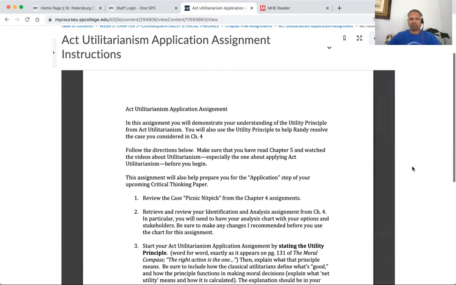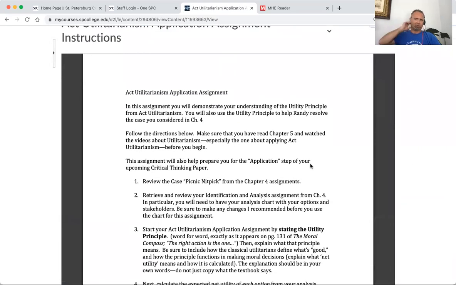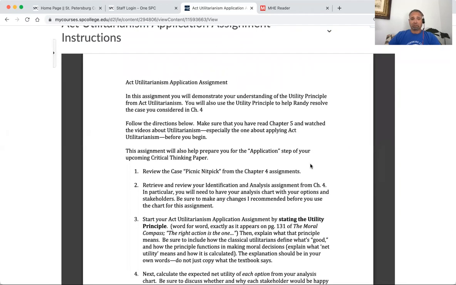It may be less important to download this one than it was the Identification and Analysis assignment, but if you want to, that's a perfectly fine thing to do as well. So basically, this assignment is going to ask you to apply the utility principle from ACT Utilitarianism, right? So you're going to apply it to the Identification and Analysis assignment that you did for chapter 4, right? So you're going to use the utility principle to help Randy resolve the problem that he encountered at the picnic, right?